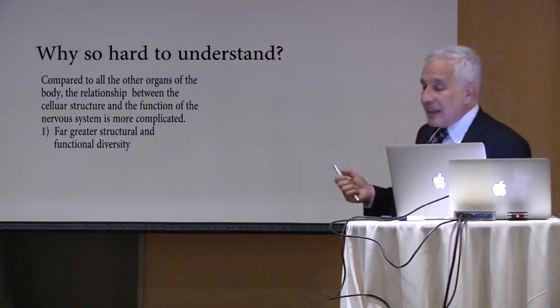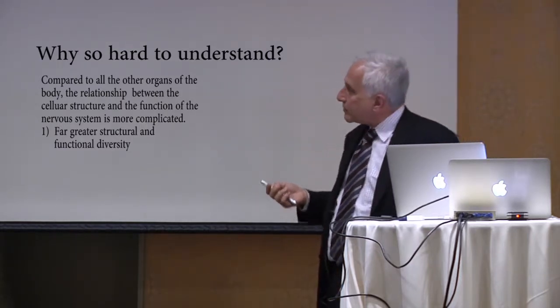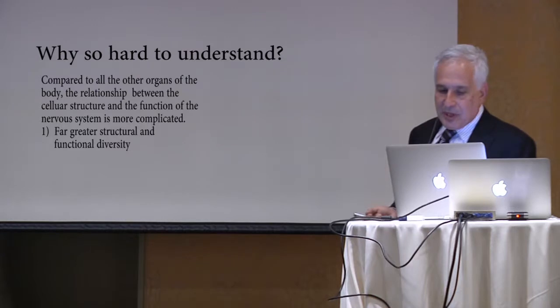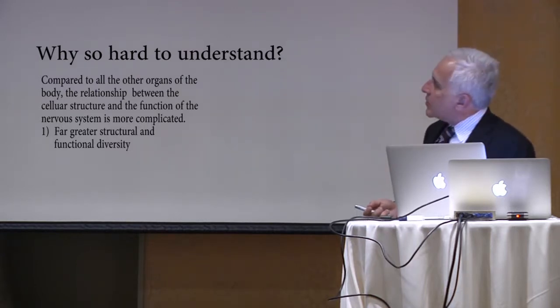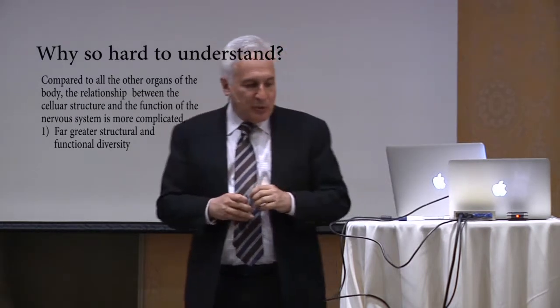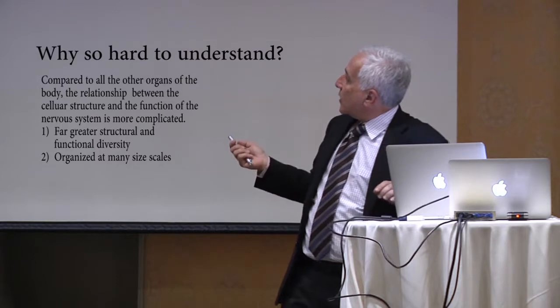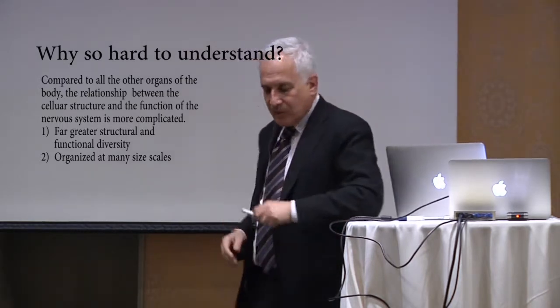And the second is functional diversity. You know, the brain does a lot more than the kidney does, and I'll have a lot more to say about that. There's a second problem about the brain, and maybe the easiest way to make this case for this fact is that the brain is organized at many size scales, which may not seem like a big problem.